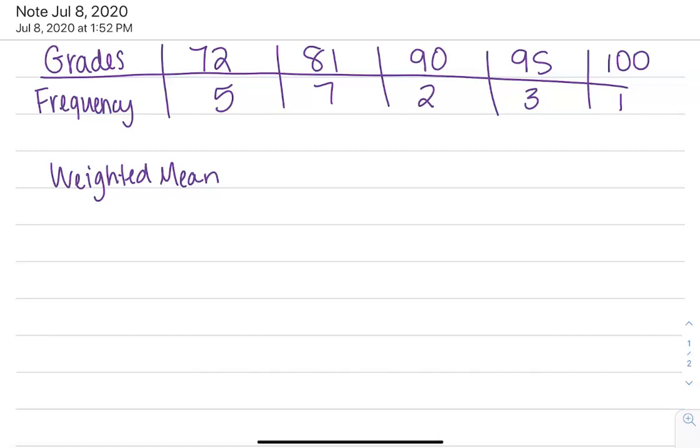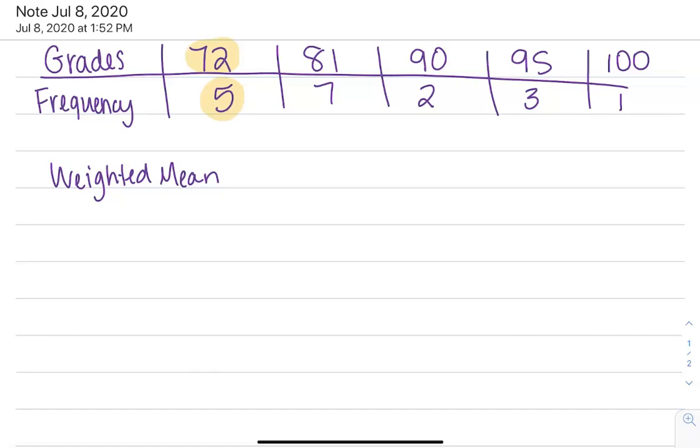Instead of having the raw data where you would list out the 72 5 times, you can put it into one of these frequency tables. Now, with these frequency tables, if you need to calculate the mean, you have to do a little extra work. But keep in mind what's going on here. We have 5 observations of 72.